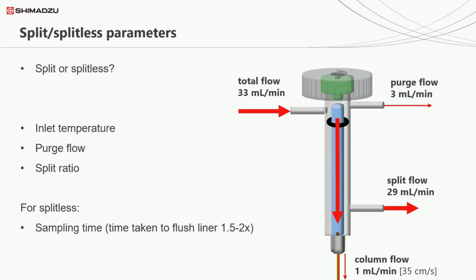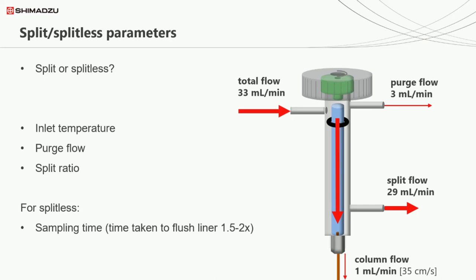Inlet temperature will be based on the volatility of your analytes. A good starting point for most applications is 250 degrees. If your analytes are in the semi-volatile range, consider increasing the temperature to 300. Use vendor application notes to assist you with selecting the most suitable temperature.